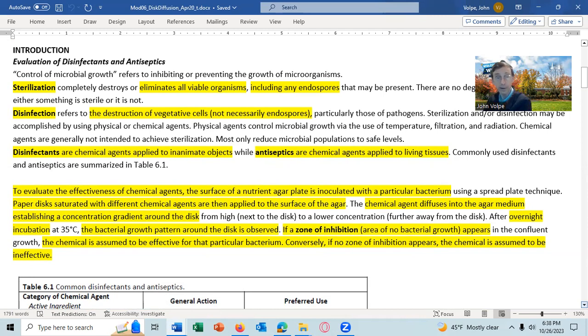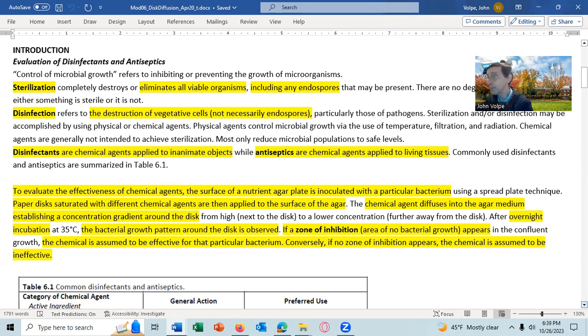Disinfection refers to the destruction of vegetative cells, not necessarily endospores. A disinfectant is a chemical agent applied to an inanimate object. Like when we use bleach to clean the toilet, bleach is a disinfectant. Any question about any of that? That differs when we use the chemical on living tissue. That we call an antiseptic, a chemical agent applied to living tissue.